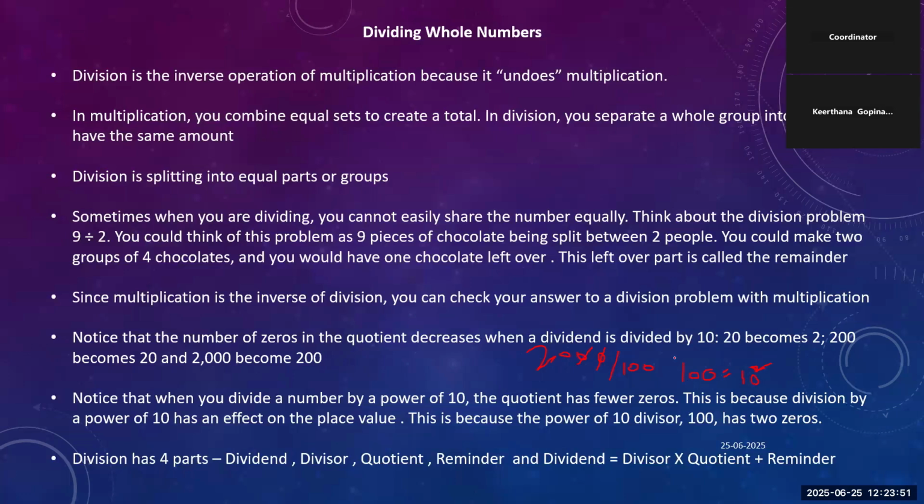Now, if you divide it by 1000, 1000 is actually 10 cube. 10 into 10 into 10, right? So, when you are dividing a number by 1000, you have to cancel another 0. So, 3 zeros. This concept, please understand and remember, that is it.